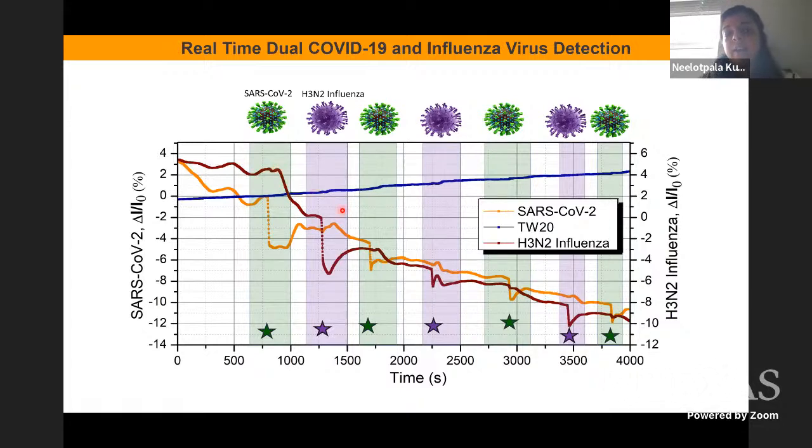Now, in the next iteration, when I introduce the flu protein in the solution, I see a sudden change in current only in the trace corresponding to the FET which has been modified with flu. And we do not see any change in the trace coming from the SARS-CoV-2 modified FET. Again, this highlights that the device is extremely specific, and depending on the sample you put into the device, we will see the reaction in the corresponding pocket or quarter accordingly.